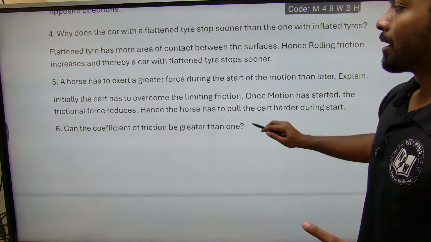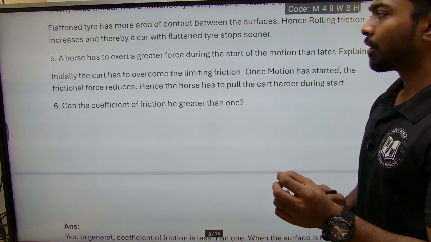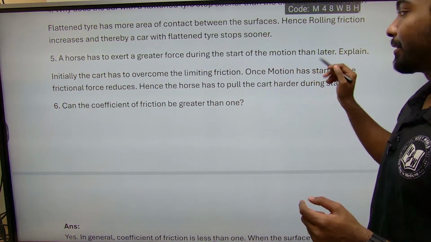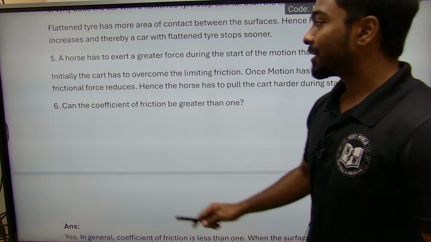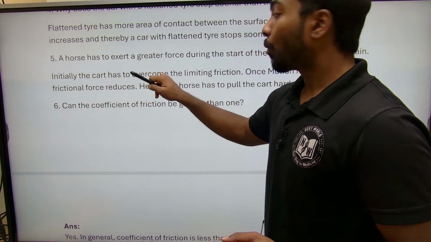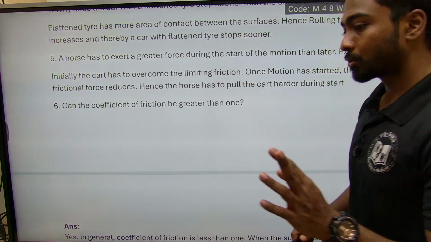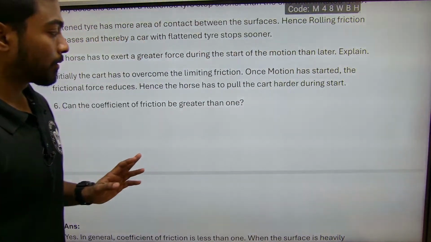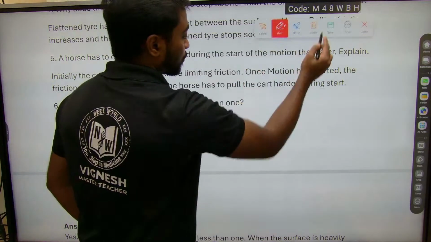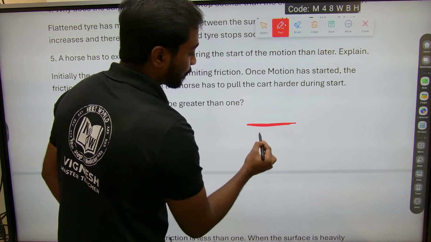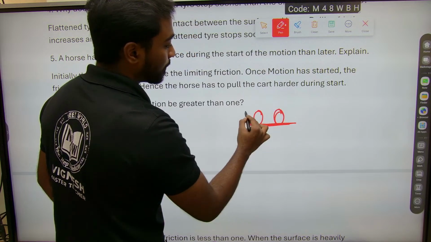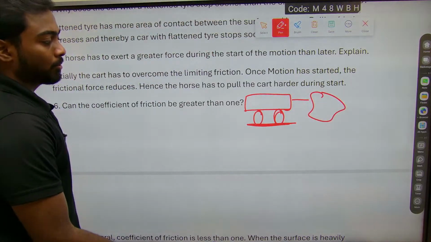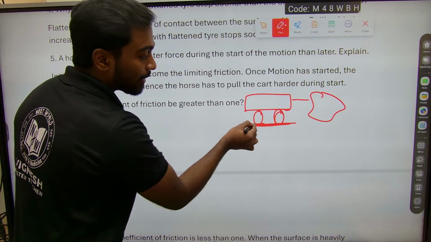Okay, now the fifth question: a horse exerts a greater force during the start of a motion than later. Why? Explain. So initially a cart has to overcome the limiting friction. I'll explain what is happening there. If you take that surface, a wheel will be there, the cart, and the horse is there. I need to overcome the limiting friction, the friction is there.